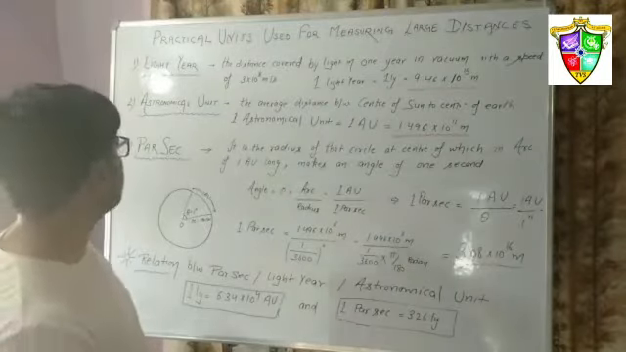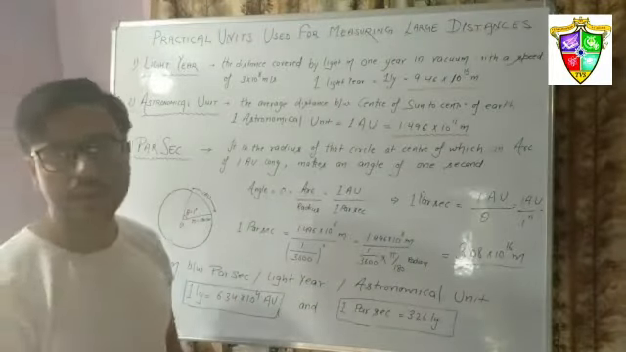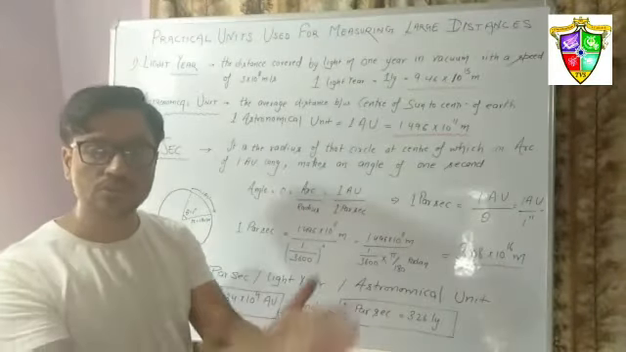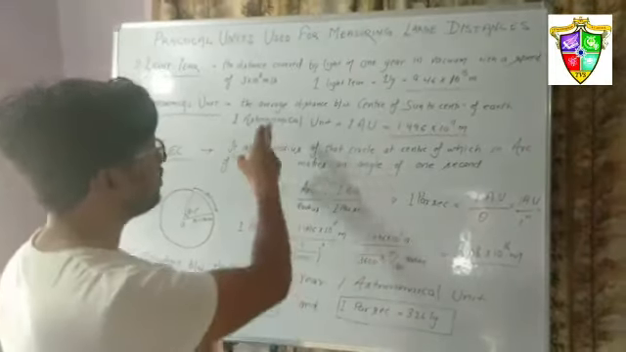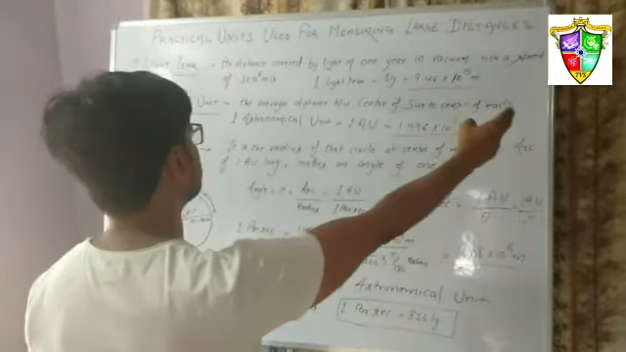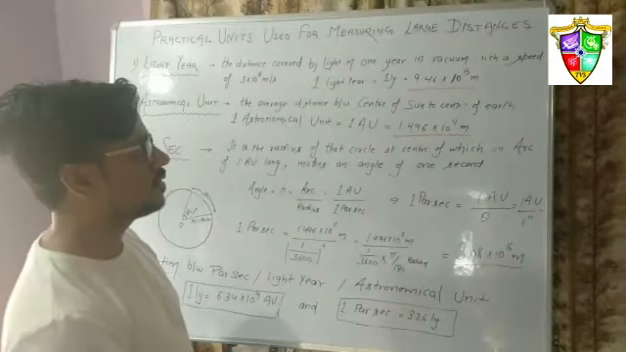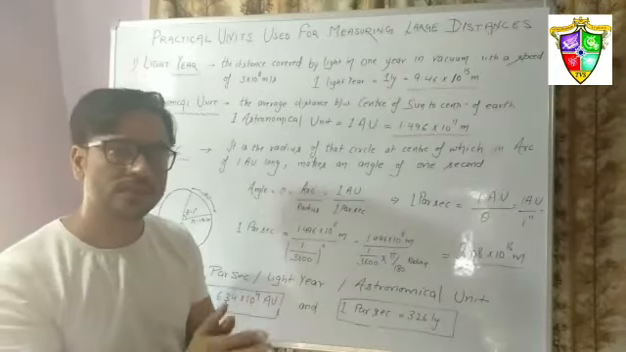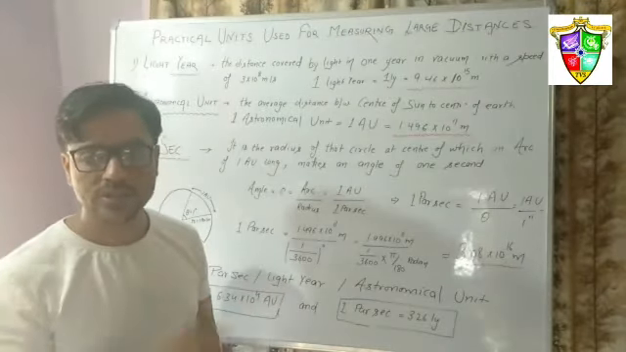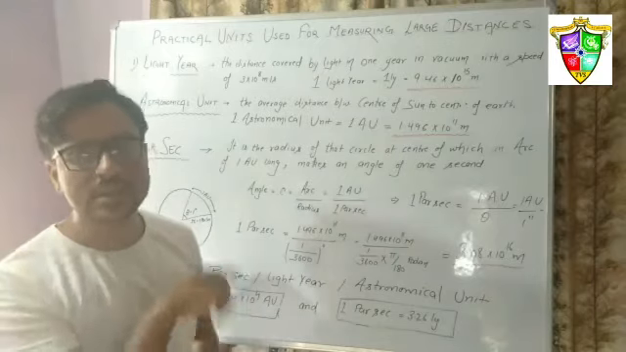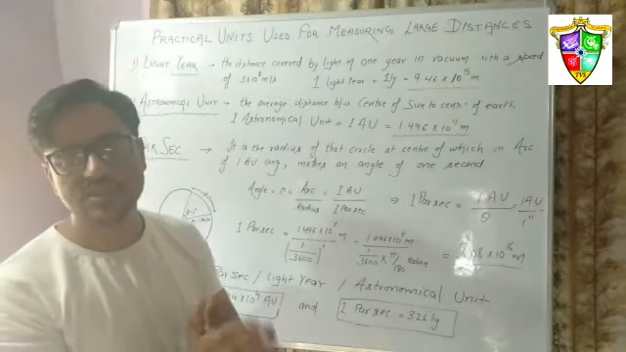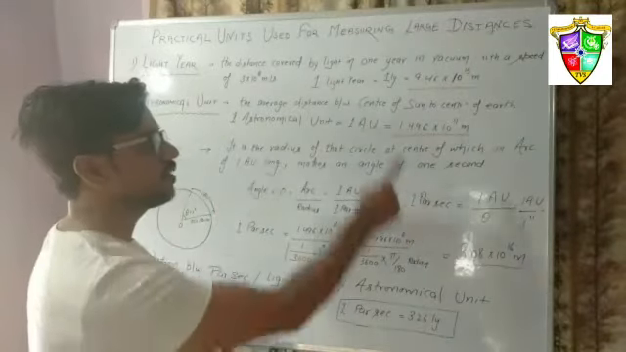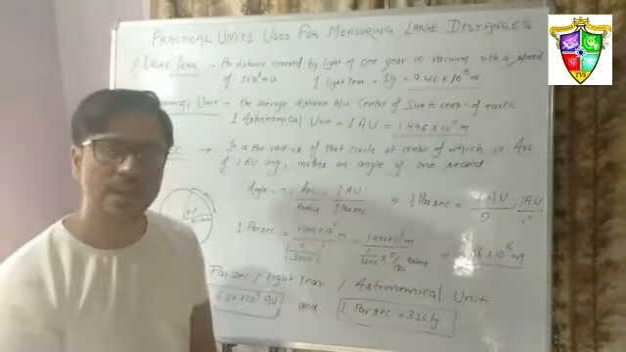So come to second parameter, it is astronomical unit. Students, as the name indicates, the distance between two astronomical bodies. So average distance between center of sun to the center of earth is known as 1 astronomical unit. Students, we know earth revolves around sun in an elliptical orbit. It has two axes, major axis and minor axis. So the average distance between the center of earth to the center of sun is known as astronomical unit, and its value is 1.496 into 10 raised to the power 11 meter.